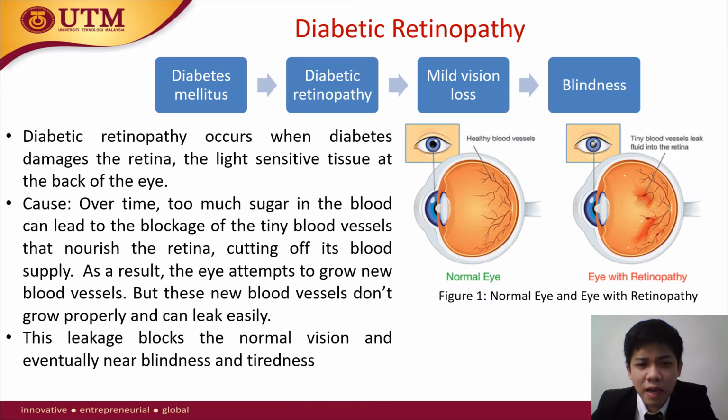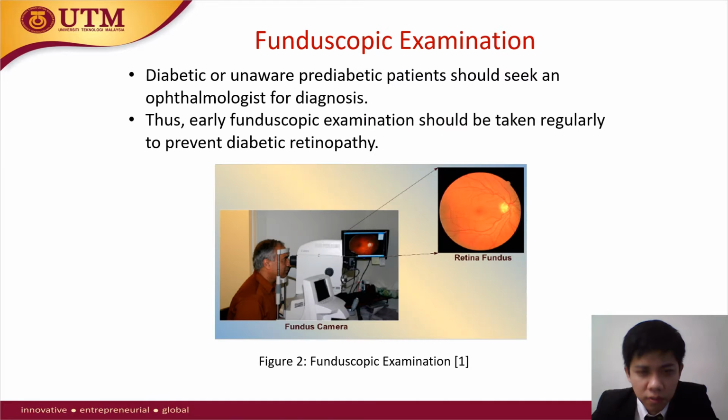amputation. Secondly, I'm going to talk about diabetic retinopathy. It is caused by diabetes. How does it happen? Over time, too much sugar in the blood cuts the blood supply. As a result, the eye attempts to grow new blood vessels. However, these new blood vessels leak easily, blocking normal vision and eventually causing near blindness. Thus, early eye examination should be taken regularly to prevent and monitor the stages of diabetic retinopathy.